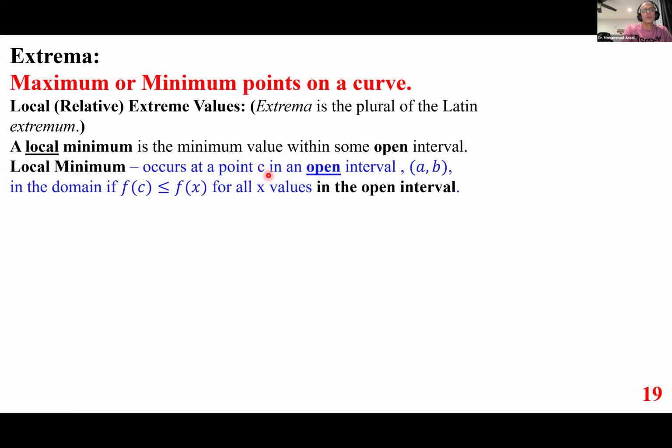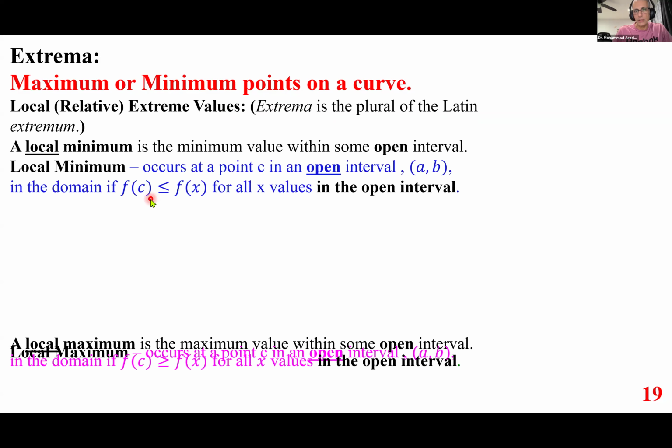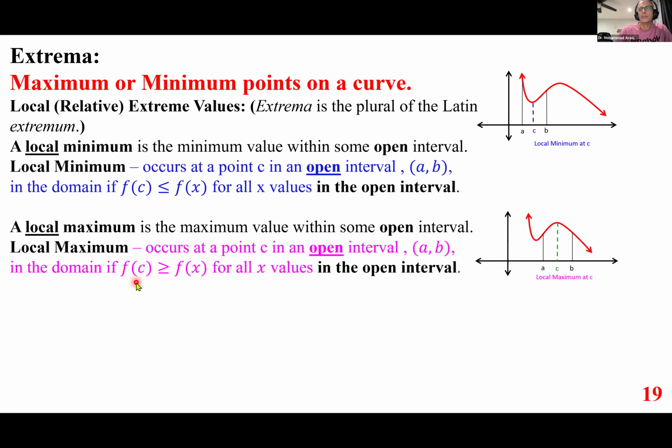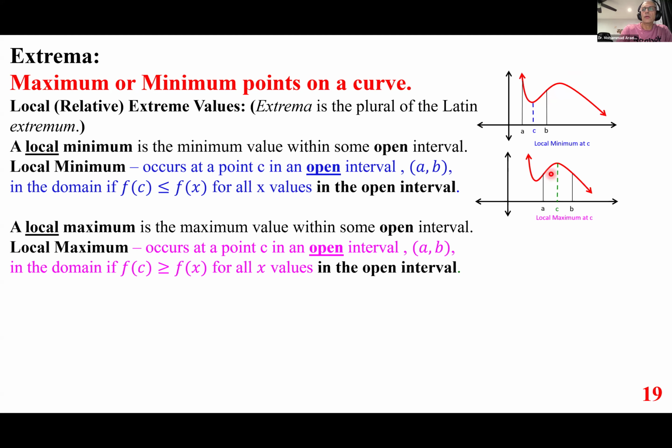Local minimum occurs at a point C in an open interval A to B in the domain if f of C is less than or equal to f of x for all x values in the open interval. A local maximum is the maximum value within some open interval. Local maximum occurs at a point C in an open interval of A to B in the domain if f of C is larger than or equal to f of x for all x values in the open interval. So if we look at these two cases: local min, local max, local min, local max. That's the bottom line.